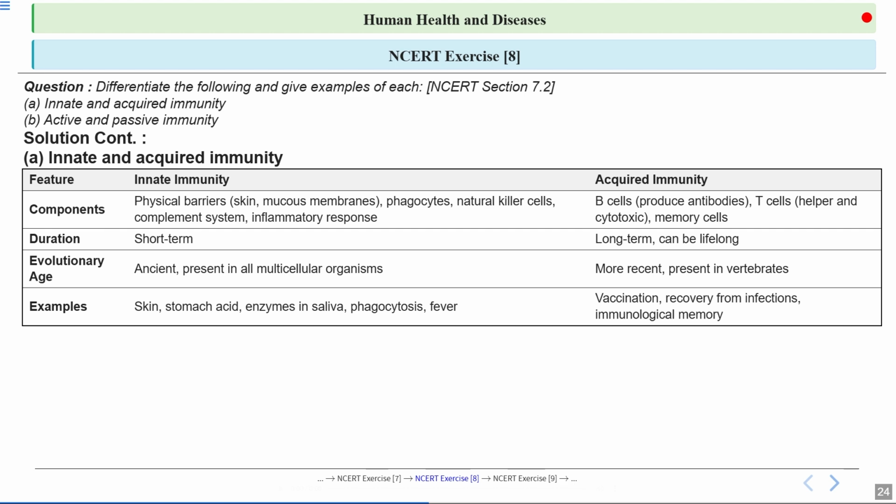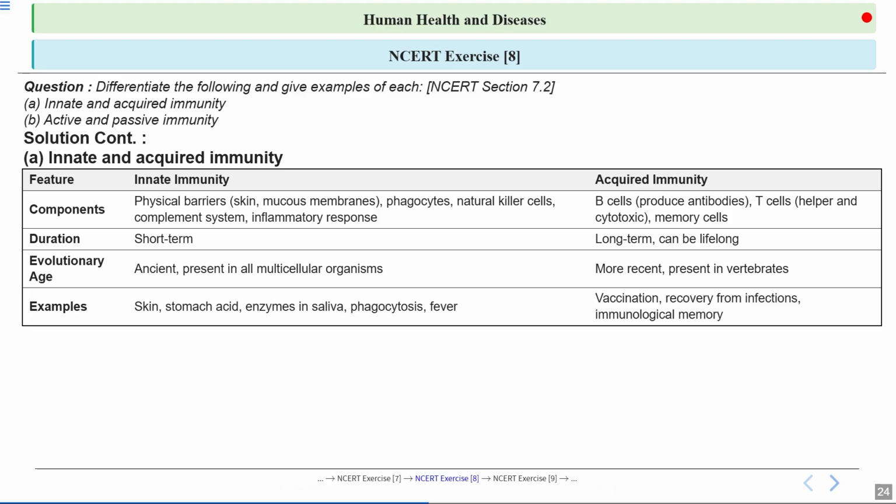Then duration of innate immunity, this is short term. Acquired immunity, this is long term and can be lifelong. Then let's talk about the evolutionary age. Innate immunity is ancient, present in all multicellular organisms, but acquired immunity is more recent and is present in vertebrates. So acquired immunity has evolved later.